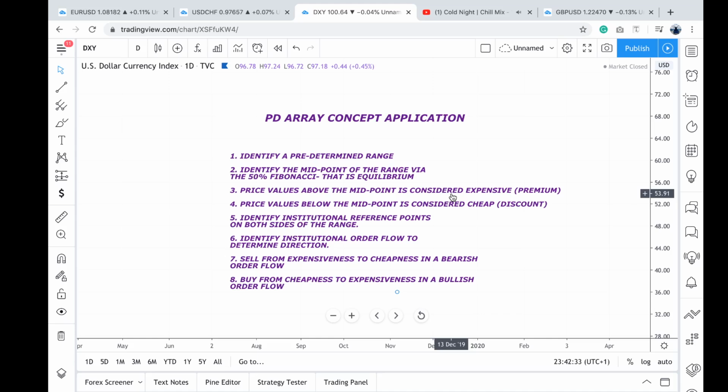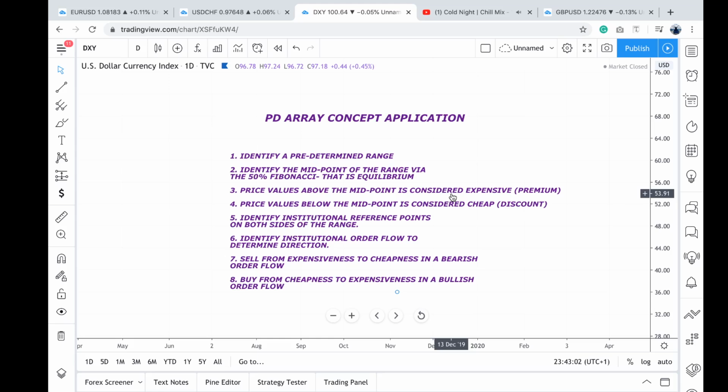Number 4, price values below the midpoint are considered cheap. That is where you're going to want to buy the market in line with what you expect the central bank to do. Or should you already be in sales from a higher point on your range, you're going to look at a discount level, or any price value below the midpoint, as a level to sell into as a target projection.